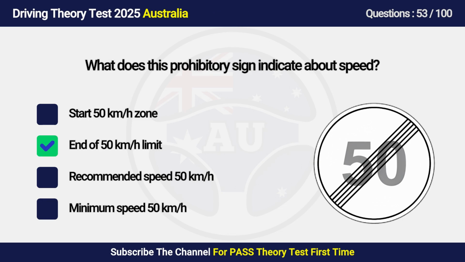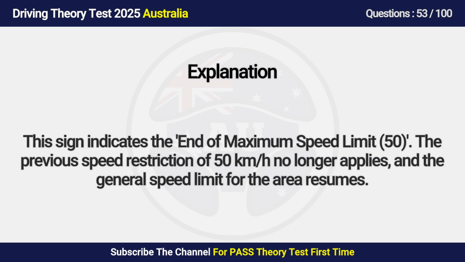Answers is B. End of 50 limit. This sign indicates the end of maximum speed limit 50. The previous speed restriction of 50 no longer applies, and the general speed limit for the area resumes.